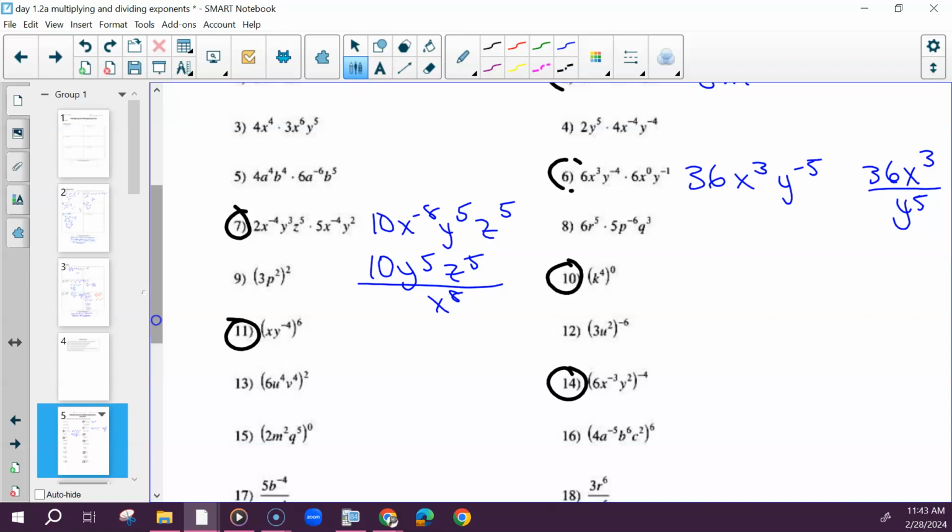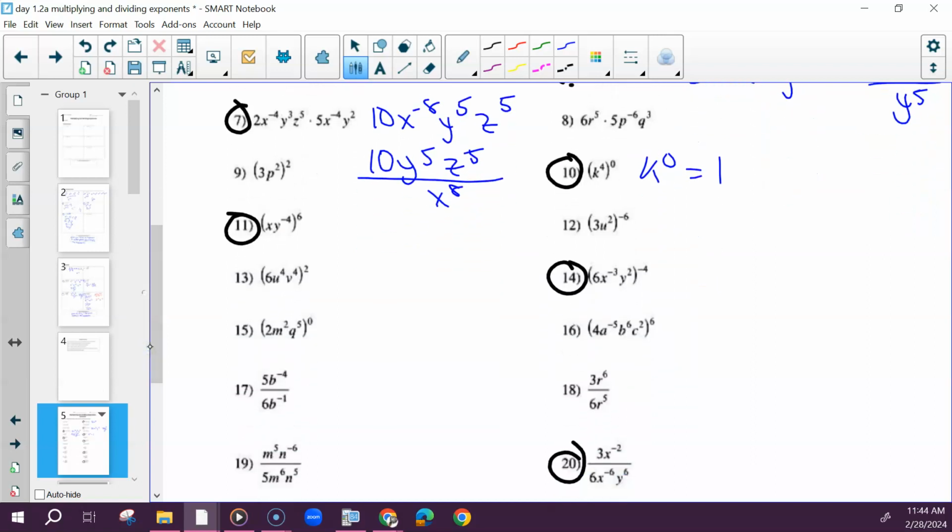10, if we multiply 0 and 4, we get 0, which is 1. Anything to the 0 is 1. 11, we have to multiply the 6 to both exponents. So we have x to the 6, y to the negative 24th, multiplying, not adding or subtracting. And then move the y down. Questions on that one?